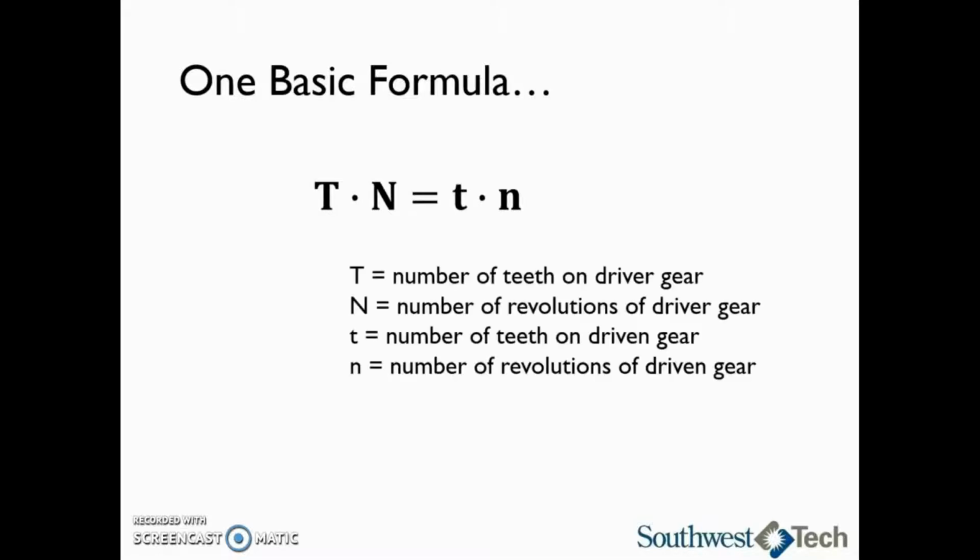For any gear problem, there is one basic formula that can help us find the angular velocity of either gear or the number of teeth each gear has, as long as we know the other three pieces of information. Capital T times capital N equals lowercase t times lowercase n, where capital T is the number of teeth on the driver gear, capital N is the number of revolutions of the driver gear, or the angular velocity in revolutions per minute of the driver gear, lowercase t is the number of teeth on the driven gear, and lowercase n is the angular velocity in revolutions per minute of the driven gear. The capital letters represent the driver gear, and the lowercase letters represent the driven gear.